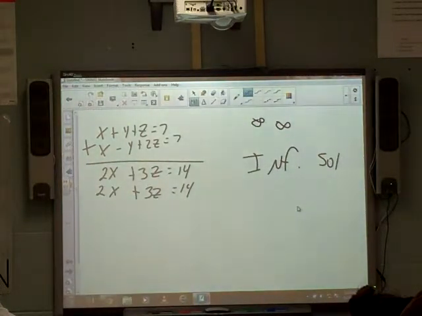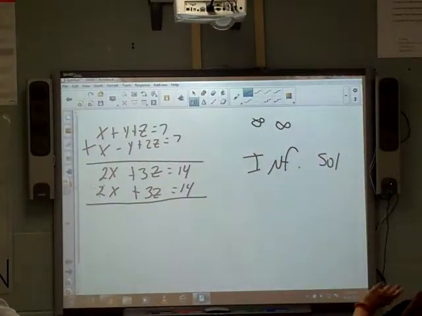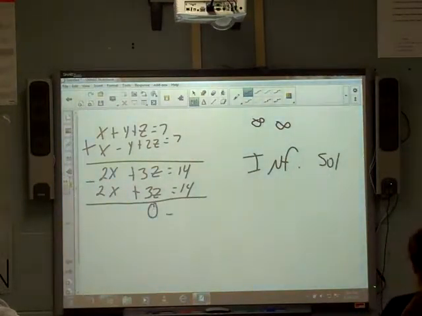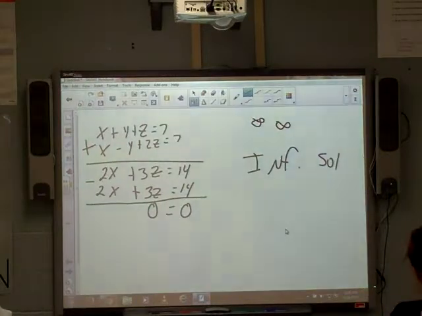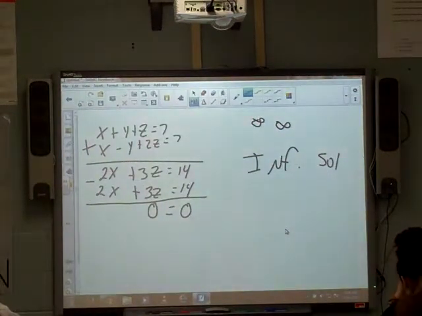If you get there and you think you still want to put them together, the same sign, so you'd subtract. 2x minus 2x is nothing, he gone. 3z minus 3z is nothing, he gone. So you got 0 equals 14 minus 14, 0. Remember we said if it's a true statement, it's always infinite. Good, we'll remember that.